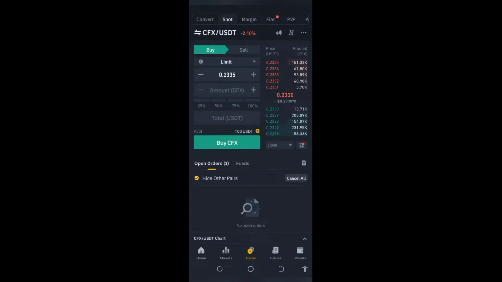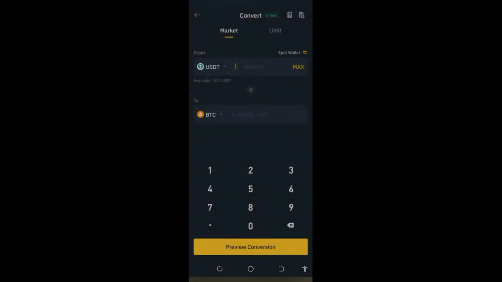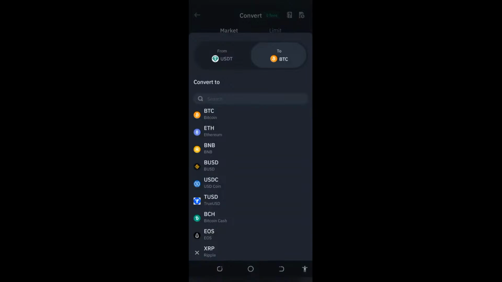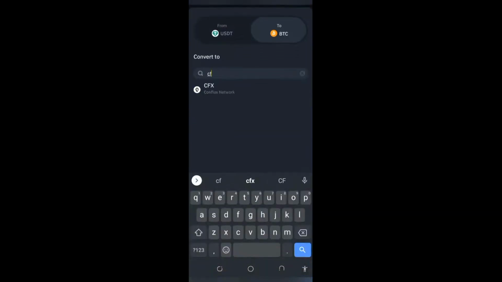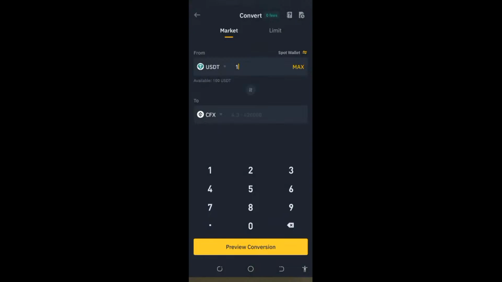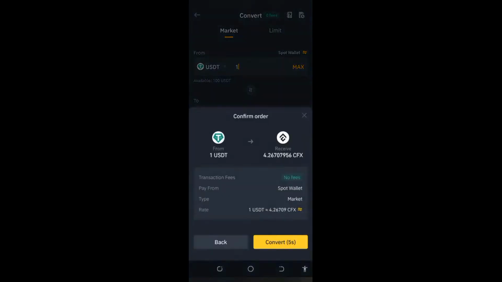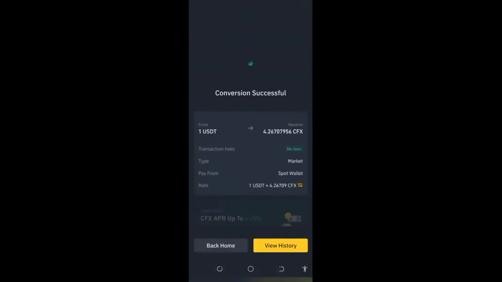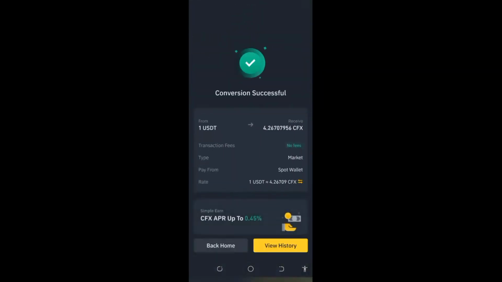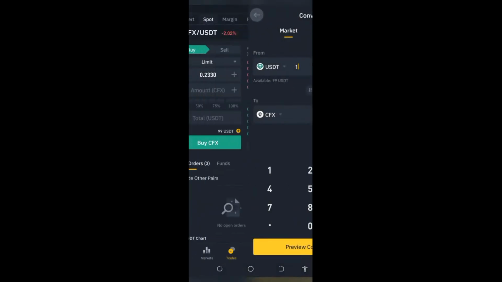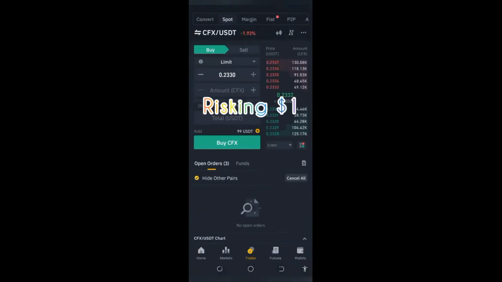So let's go into convert. I'm going to do this in convert. Okay. Let's see how much we will get. Okay. Let's put $1 here. And then we go check for CFX. Let's see. CFX. Okay. Can we change this? I don't know. Let's find this out. It looks like we can. Let's just go ahead and change this. So what do we have? We've got 4.26 CFX. Okay. Let's go ahead and do this. We're just risking $1. That's fine. So we have $99 left.